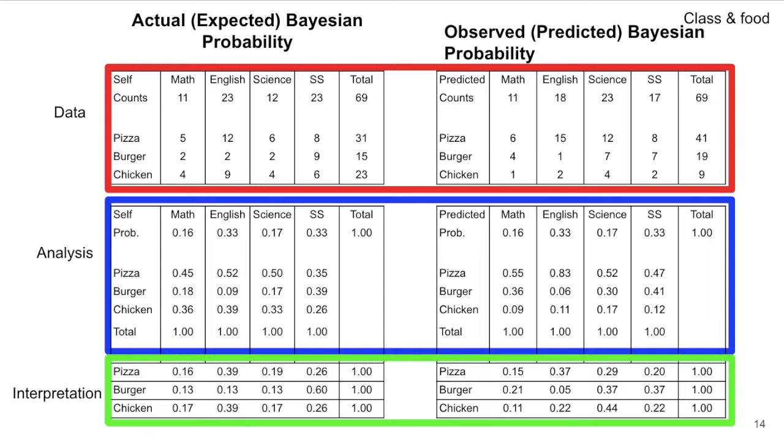Out of the 100% of pizza likers, 39% picked English as their favorite core class. And out of the 100% burger likers, 60% picked social studies as their favorite class.